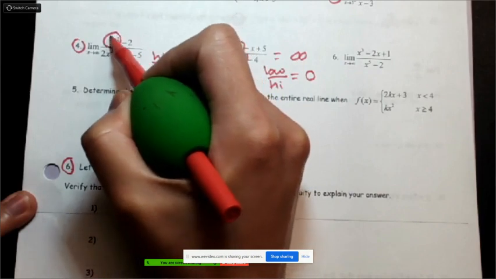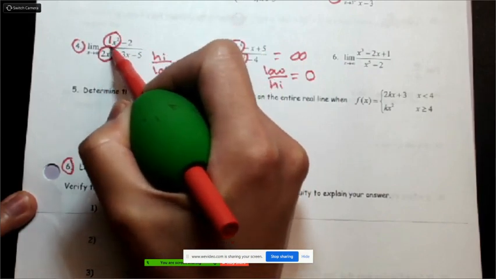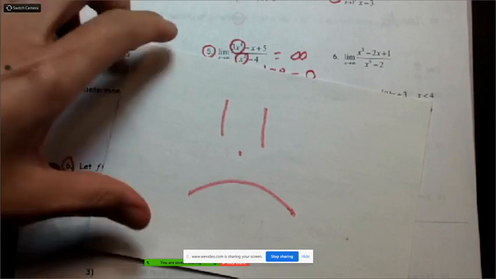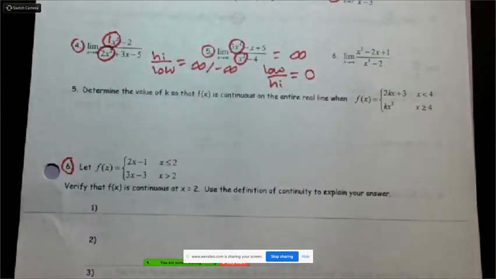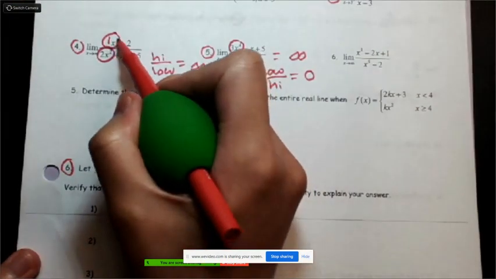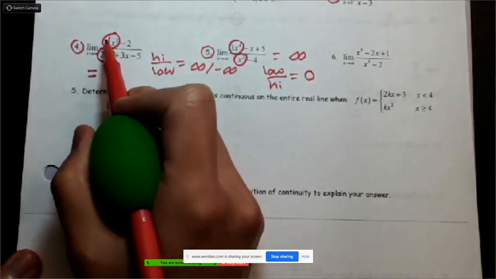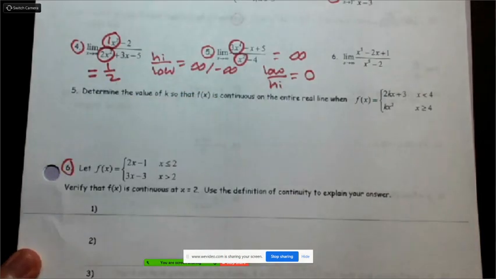Now, if it is the same, here is the same rule. Everybody write out the understood 1 as our coefficient. If I have the same power, which I have x squared and x squared, all we take is the coefficient 1 over 2 and simplify that. For 1 over 2, I can't simplify any further, so we're good to go.